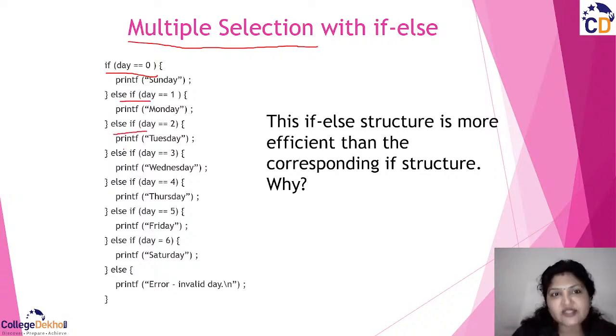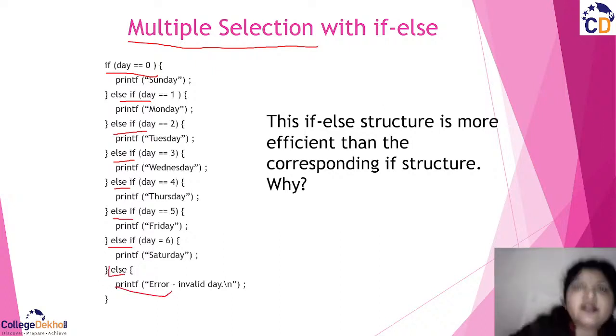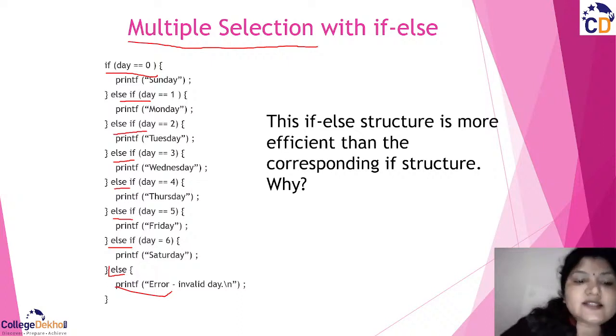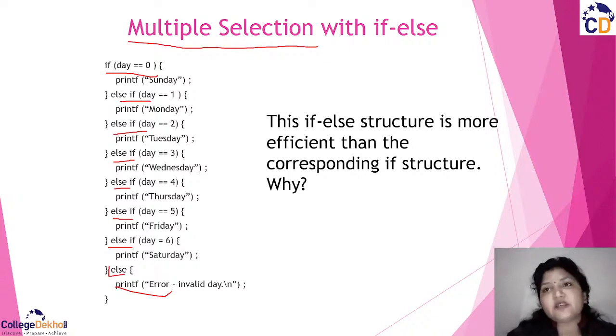Else if this is this, do 2, 3, 4, 5, 6. And your else part would be printing the invalid day, incorrect day, or you may say invalid output, right? All this would be coming under the else part. So your else part would have this kind of message, that is printf error, invalid day, or incorrect day, or you may say incorrect input or output, right?